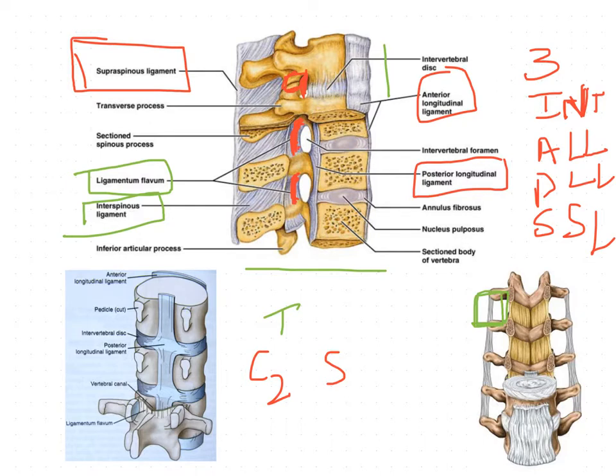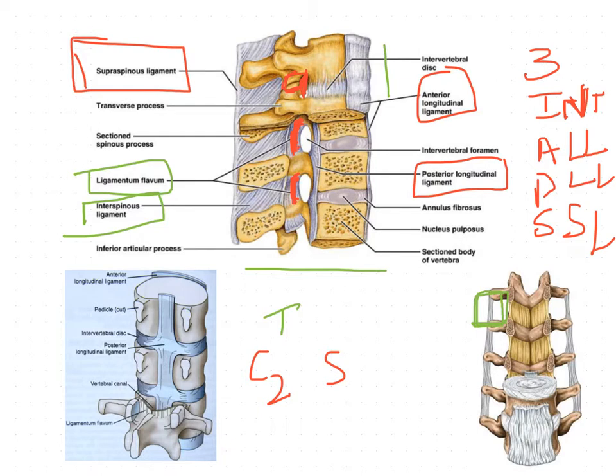This is one of the strongest ligaments, found in the lower thoracic region, and it is weakest in the mid cervical region. This is the only ligament which is always in tension during rest as well as in motion. This is about the ligamentum flavum.